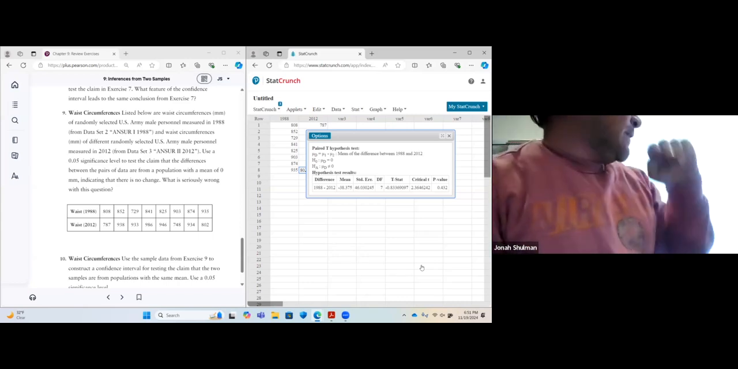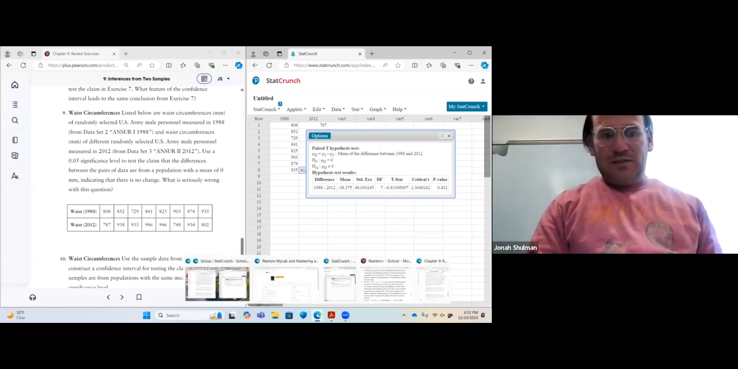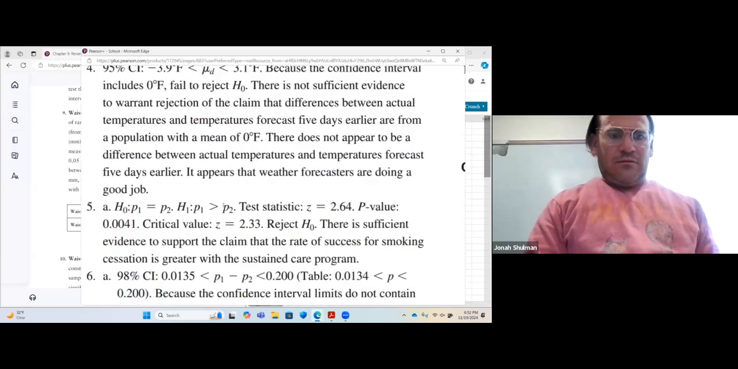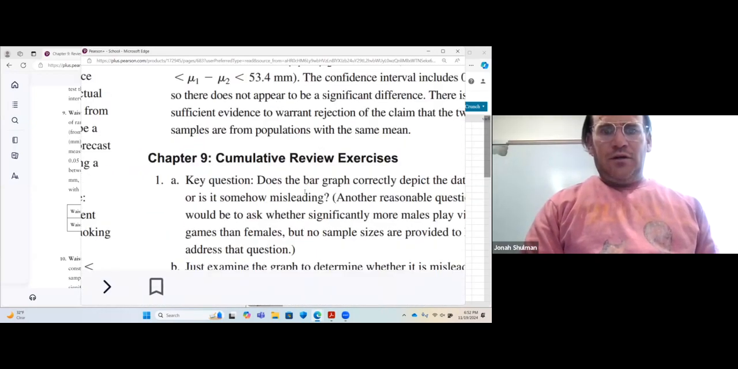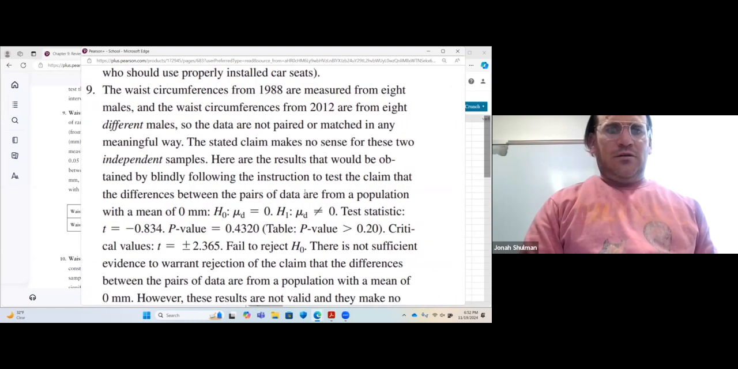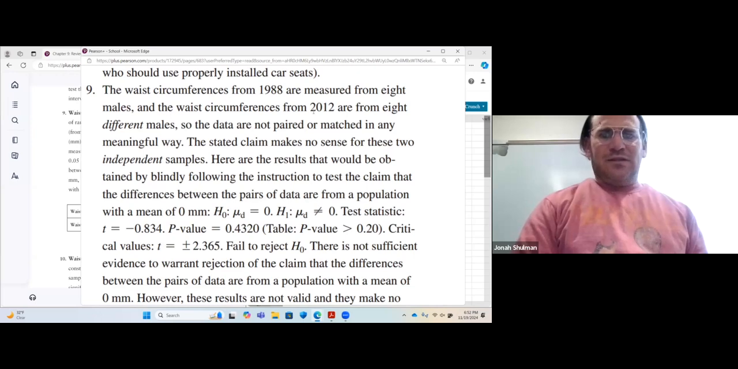So this is what I think the answer is. I don't really remember 9, so I'm going to look it up. So let's see what the right answer is for number 9. Oh, I got to go over here. Here's number 9. The waist circumferences from 1988 are measured from 8 guys from different males. So the data are not paired or matched in any meaningful way. The stated claim makes no sense for these two independent samples. Here are the results that would be obtained by blindly following the instructions.